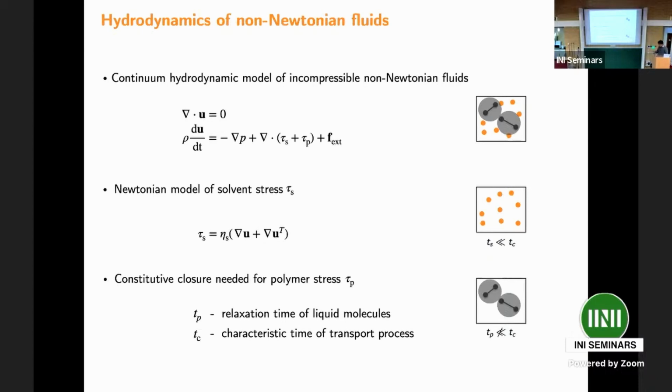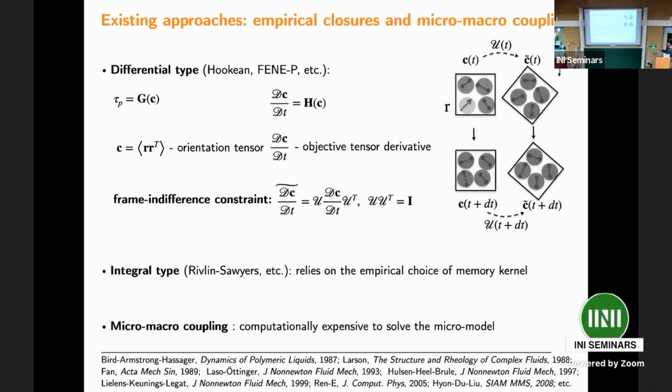To close the system, existing approaches are generally based on empirical closures. In general, we define some field variables, like C here, which represents the orientation tensor of the polymer configurations. With this C, we further assume that the polymer stress can be written as a function of C. Meanwhile, we assume that the evolution of C is governed by H(C), which is also an empirical function. On the left-hand side, dC/dt is the so-called objective tensor derivative, which needs to satisfy the frame difference constraint. The physical interpretation is this: suppose we have the same physical system, but we observe it in two frames, one inertial and the other rotating with respect to the first one.